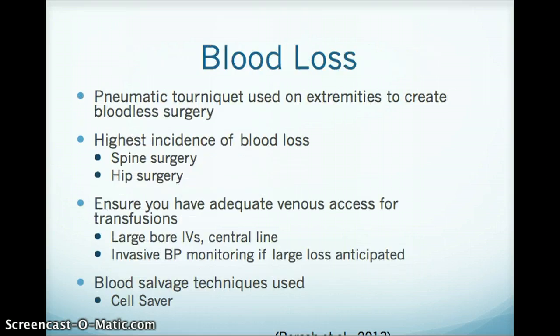Blood loss is another complication of orthopedic surgery. The highest incidence is with hip and spine surgeries. Ensure that you have adequate venous access for blood transfusions, and this can include large bore IVs and central line access if that's indicated. Blood salvage techniques such as the cell saver may be used to reduce the use of homologous blood products.